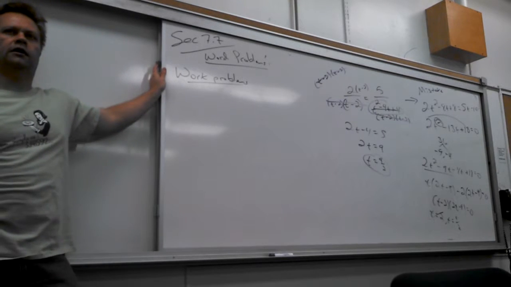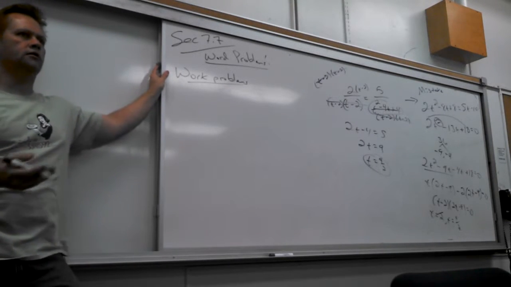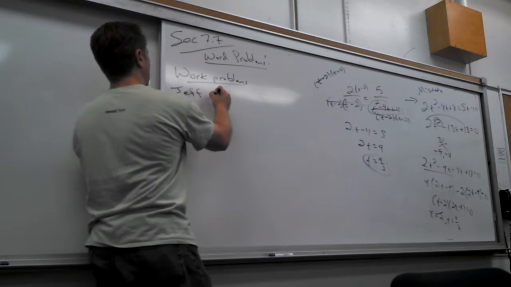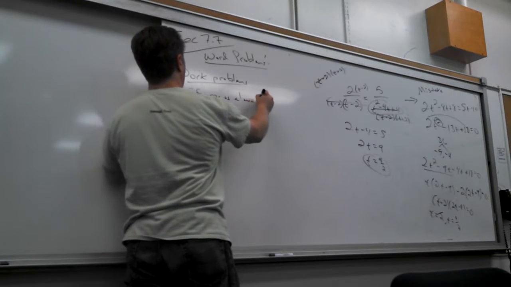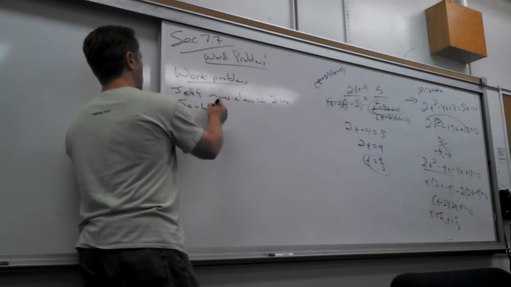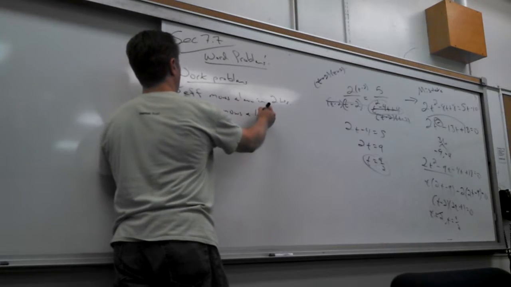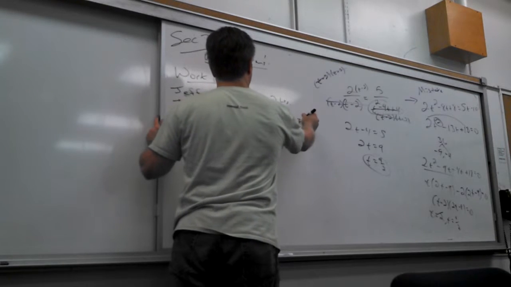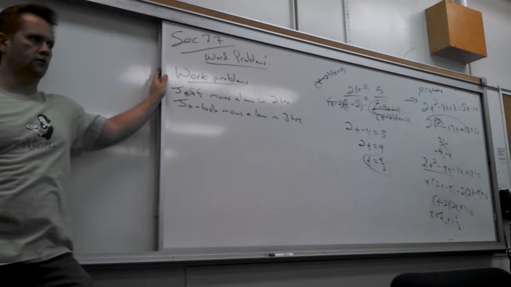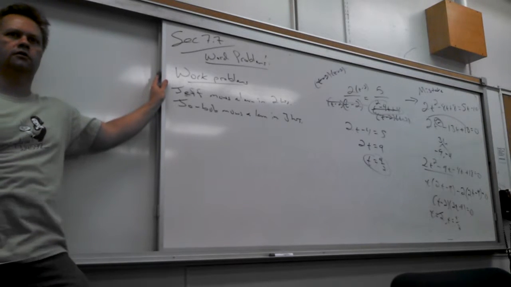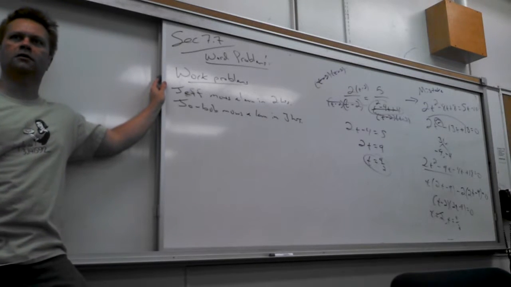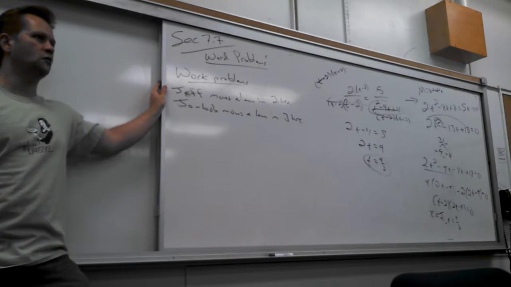This would be something like, Jeff mows a lawn in 2 hours. Joe Bob mows a lawn in 3 hours. How long would it take us to mow a lawn if we worked together? Assuming that we don't fight with each other or stop and have beers or something. How long would it take us to mow that lawn together?